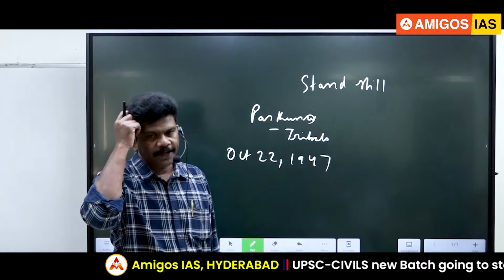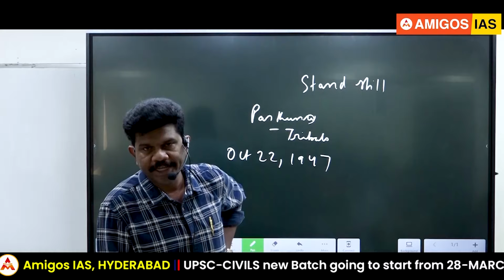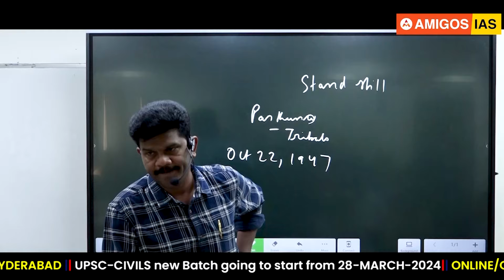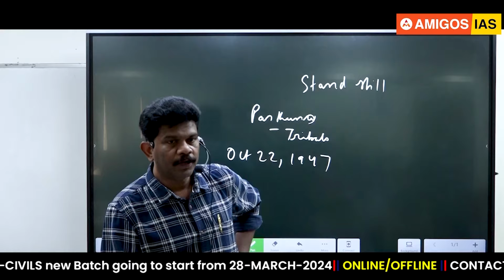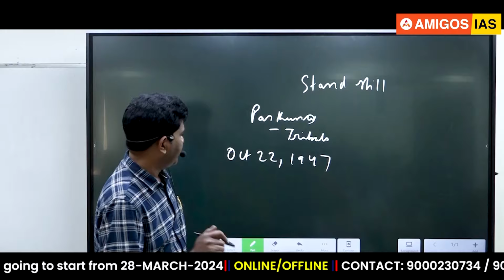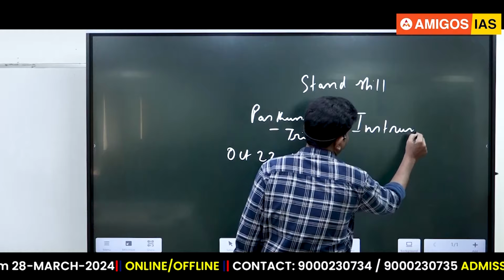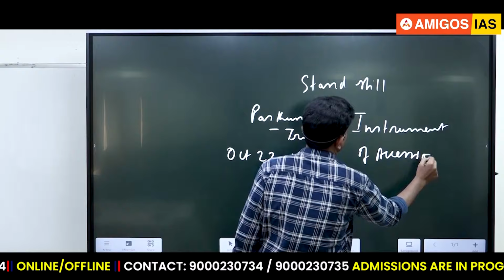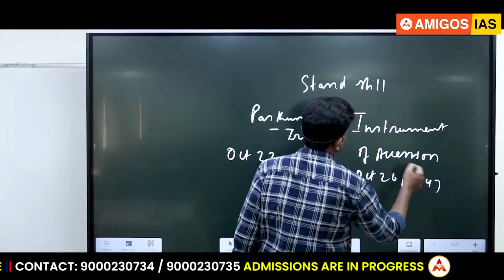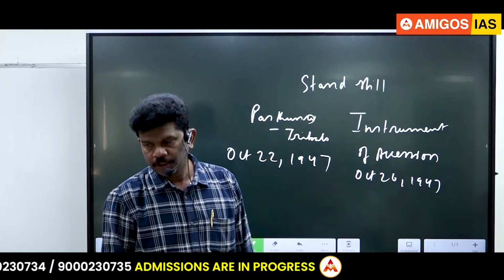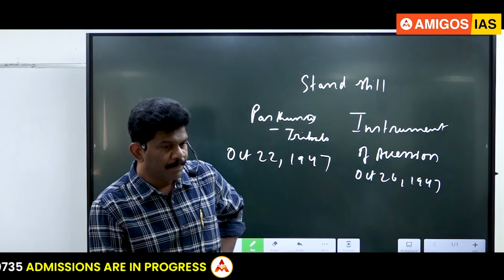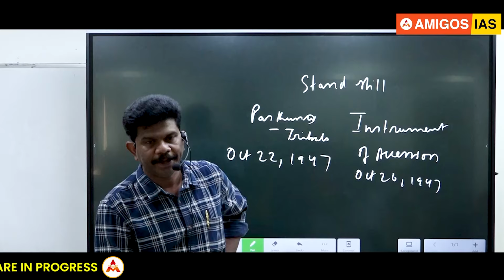Maharaja Hari Singh came running to Jawaharlal Nehru, seeking help. So the Indian stand was clear. Indians clearly told him, if you join India, then only we will come to your rescue. Then Hari Singh signed the instrument of accession on October 26, 1947 with India. Instrument of accession means Hari Singh accepted that Jammu and Kashmir will be a part of India. So Hari Singh gave Jammu and Kashmir to India.